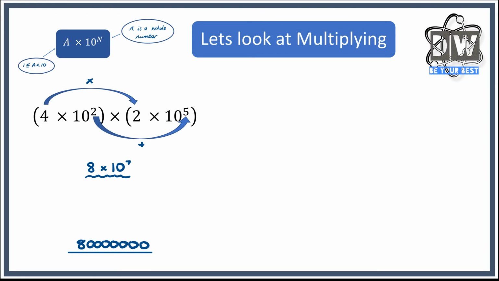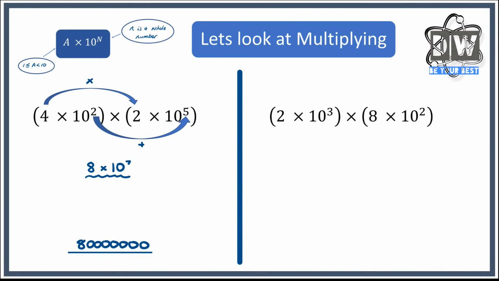Very, very simple. There are a few hurdles to jump over, but that is pretty much it, which is great, isn't it? Because it really is easy. Let's do the next one together, and then I'm going to let you loose on the next page. So here we go. It's going to be 2 times the 8 to give us 16, and the 3 adding the 2 on the powers to give us 10 to the power of 5. So we've got 16 times 10 to the power of 5.